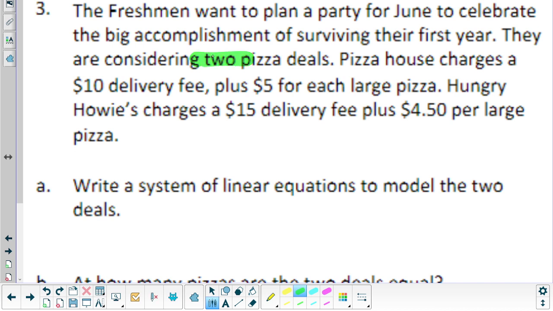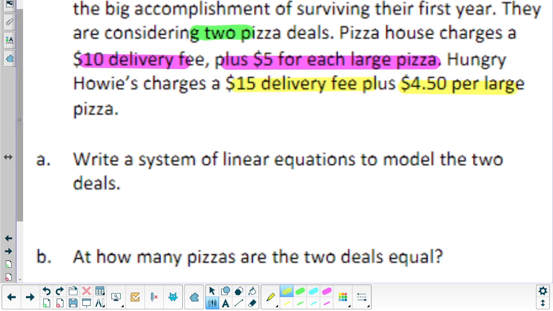That signifies to me there's going to be 2 equations. Pizza House, we'll do in pink, or I guess red, charges a $10 delivery fee plus $5 for each large pizza. That's actually crazy. Like that is so cheap. Hungry Howie's charges $15 for a delivery fee plus $4.50 per large pizza. That's also insanely cheap, okay? Well, what does that mean?